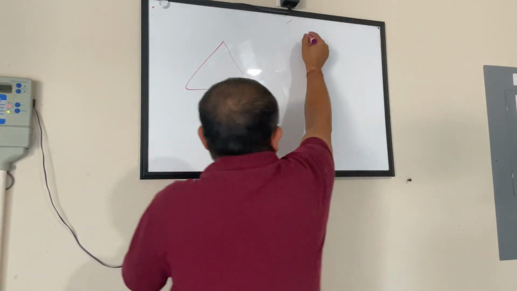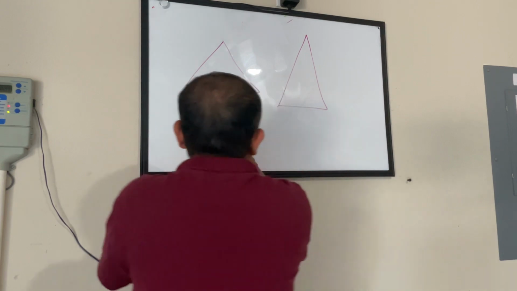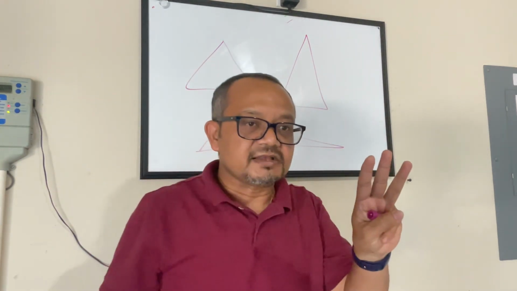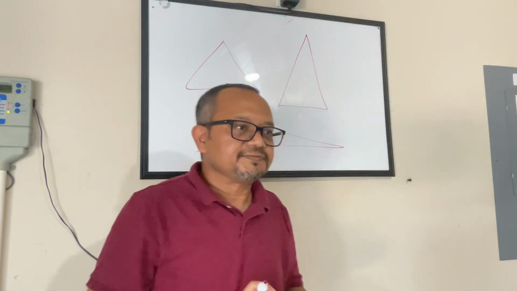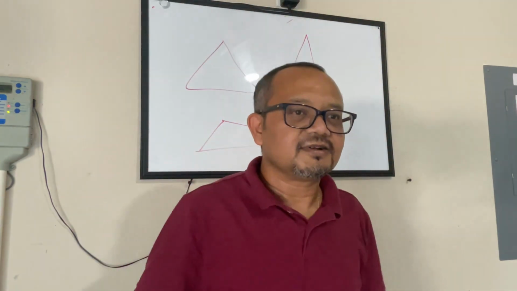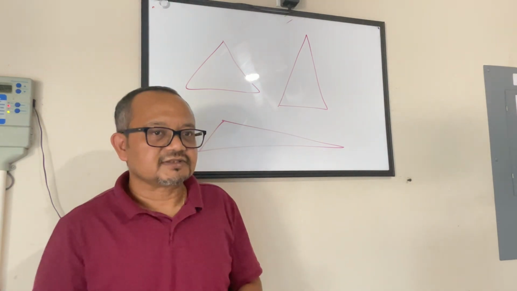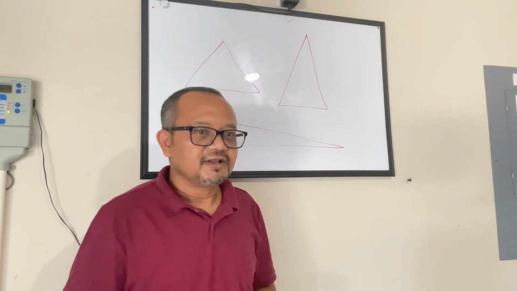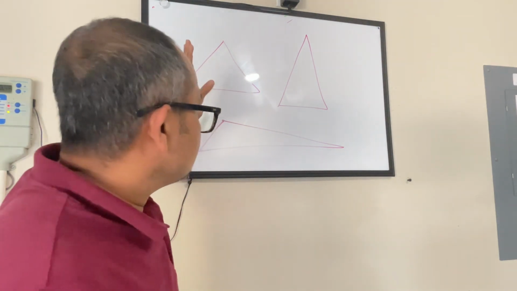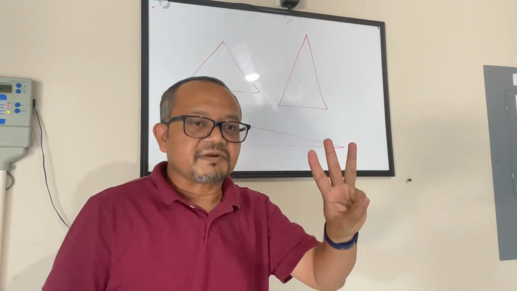Can somebody tell me what are those? Based on the sides, there are three types of triangles. Can somebody tell me what are those? Acute, obtuse, and right. No, I said based on sides. Oh, sorry. Scalene, equilateral, and isosceles. Yeah. So when we talk about triangles, based on sides, there are three types of triangles.